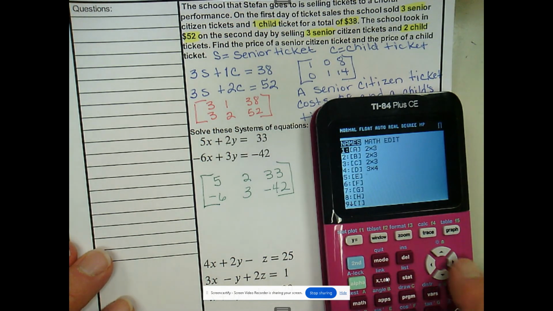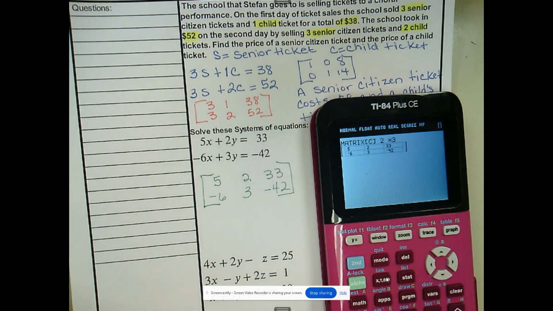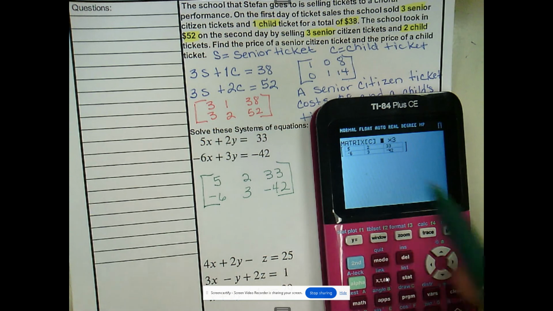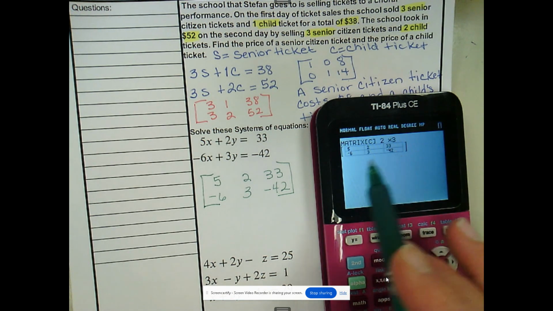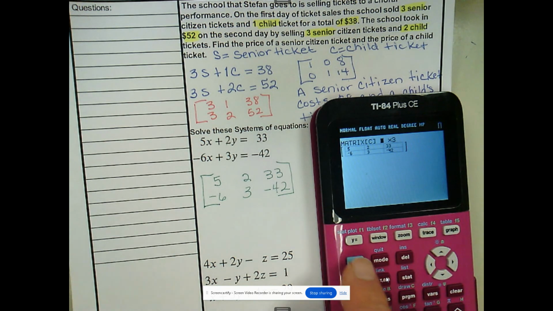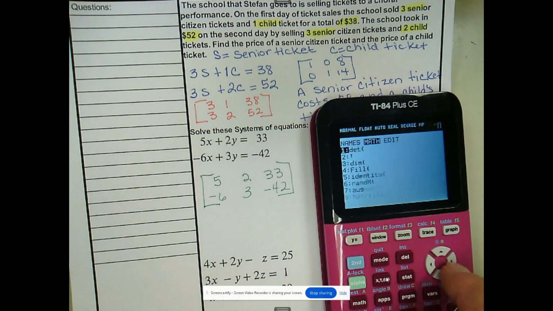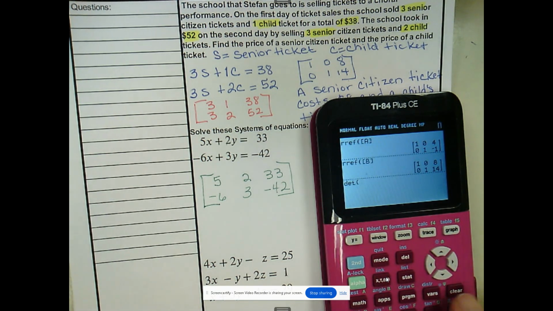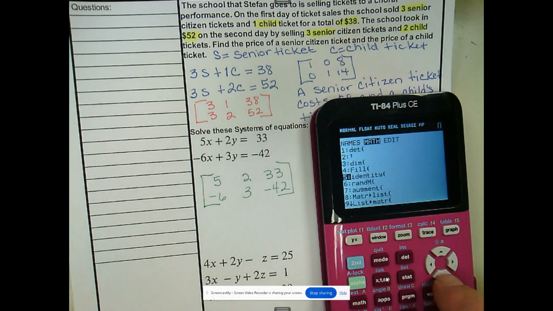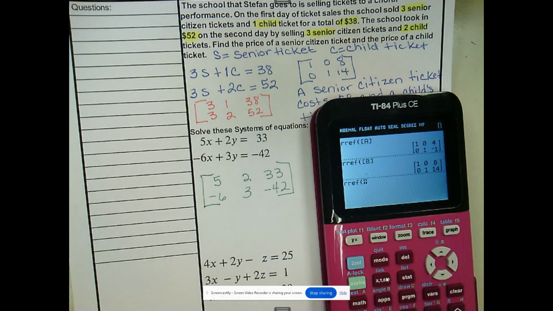Go to your matrix button, go over to edit. This time I'm going to go down to C, and I've already got it in. So I check 5, 2, 33, negative 6, 3, negative 42. Second mode to get out of that screen. Second matrix, over to math. Scroll down all the way past what you see to RREF. Come back and get matrix C. Hit enter. There it is.